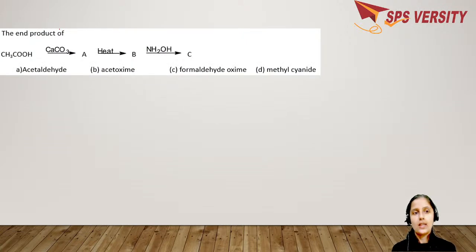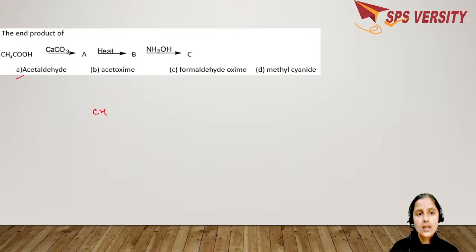The end product of this, they have given you acetic acid. You have to treat it with calcium carbonate so that you are going to get A, which is then heated to get B, and then it is treated with hydroxylamine to get C. So what do you think it is? Yeah, we'll go ahead with this.